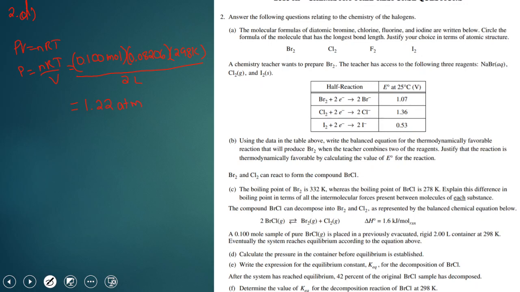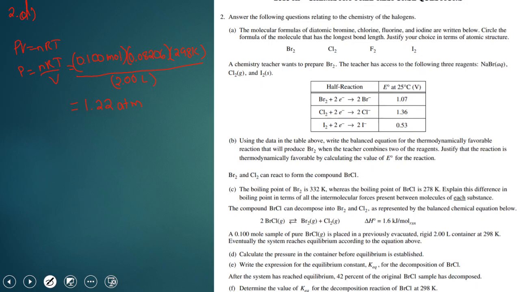Now, I did write 2 liters. I'm actually going to change that because they gave us 2.00. So it's better to state it as it is in the question so you don't mess up your significant digits. The smallest amount of significant digits that we have right now is 3, so that's what we're going to use. All right.